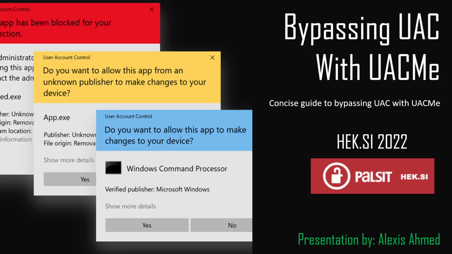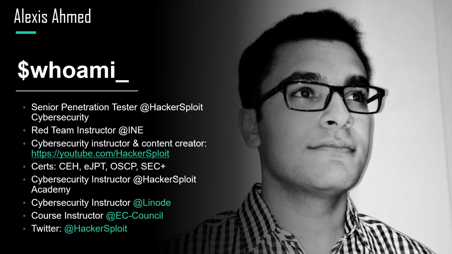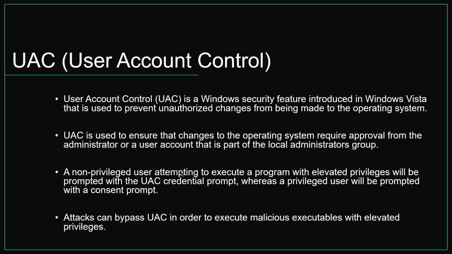If you're not an administrative user, or you're not part of the local administrative group on Windows, then you'll be prompted to provide the administrator's password. All right, now, again, I've explained this over here. A non-privileged user attempting to execute a program with elevated privileges will be prompted with the UAC credential prompt, whereas a privileged user will be prompted with a consent prompt. Attackers can bypass UAC in order to execute malicious executables with elevated privileges.